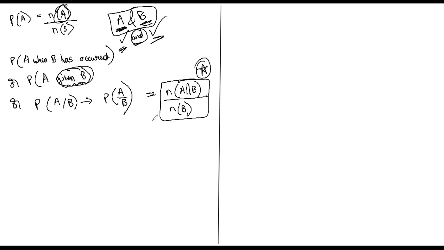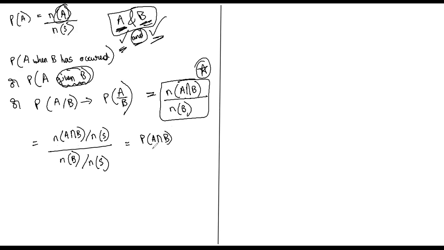Okay? Now with a slight mathematical manipulation, we are going to divide the numerator and denominator by n of S. You must have seen this previously in the NCERT book. Dividing top and bottom by n of S, it takes the shape of probability. This becomes probability of event A and event B divided by the probability of event B. This is the mathematical definition of conditional probability of event A occurring when B has occurred. Okay?